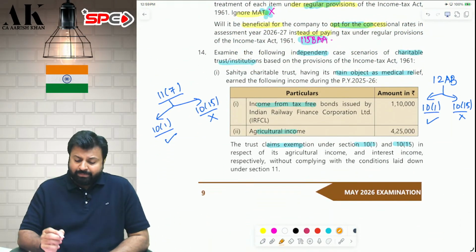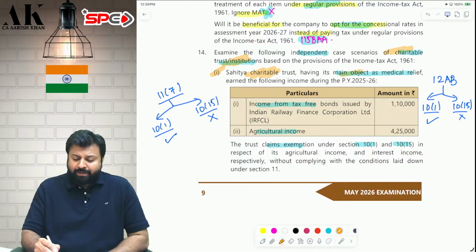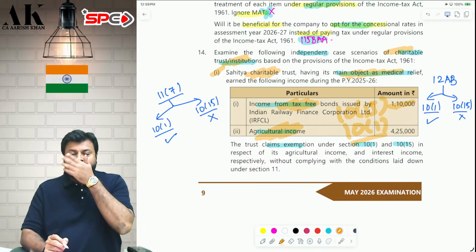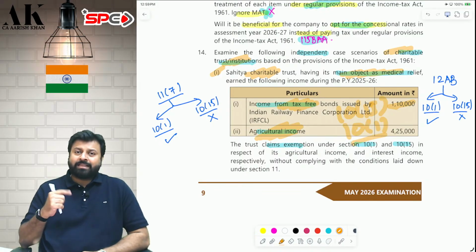Next question is on charitable trust. There is a charitable trust. Point number 1. Sahitya Charitable Trust, main object is medical relief. Now they are earning some incomes. First income, they are earning income from tax-free bonds, 1,10,000, which is exempt under section 10(15), and second is agriculture income, which is exempt under 10(1). So their question is, they are a charitable trust, can they claim both the exemptions?